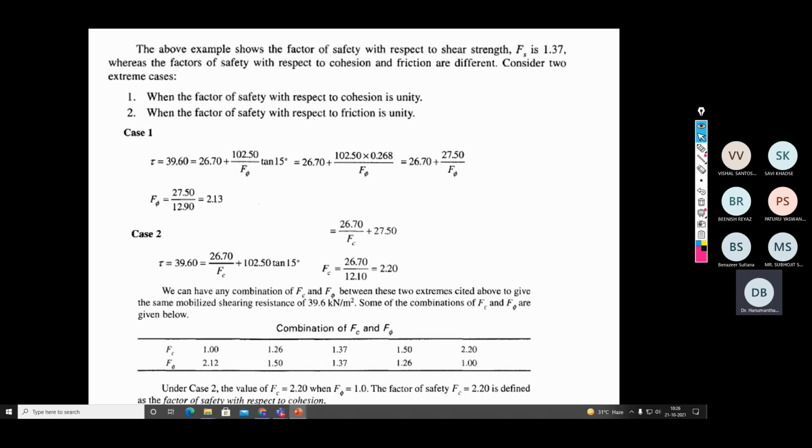The values are different again if you consider the full seepage condition or the steady state seepage condition or liquefaction condition, so on and so forth. So all these conditions might vary the factor of safety Fc and F-phi. Here we are presuming no such condition like dynamic or seepage. This is a simple static condition.